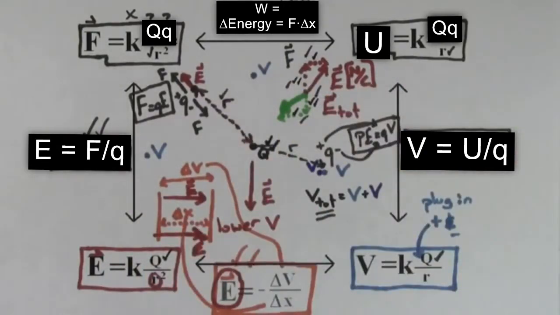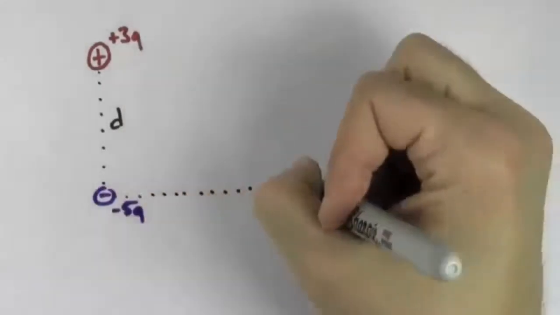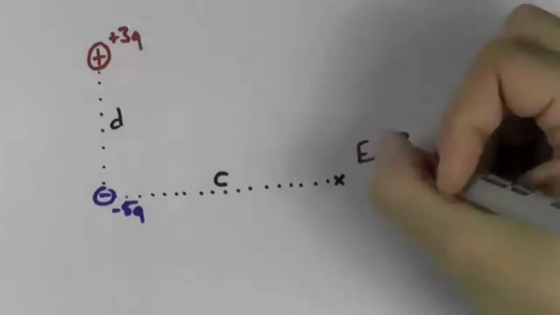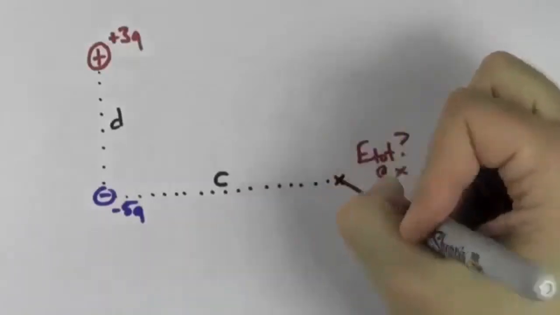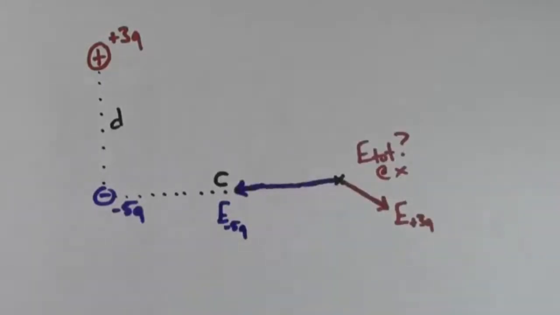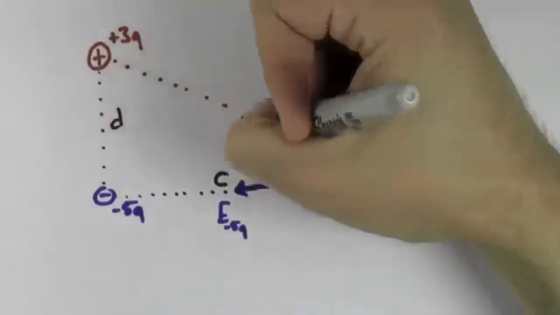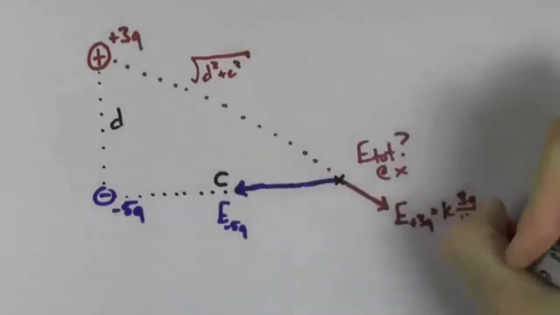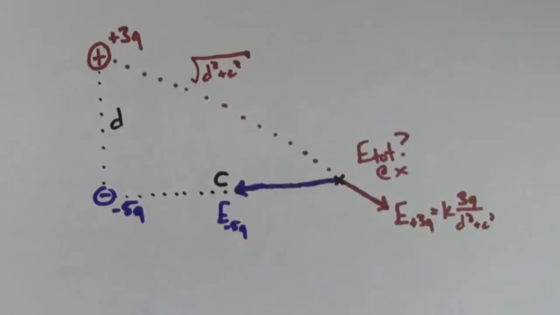If you have a charge of positive 3q, a distance d above a charge of negative 5q, and you want to determine the total electric field at a distance c to the right of them, you first draw the contributions to the electric field that each makes at that point. Then use kq over r squared to find the electric field that each charge makes at that point. For the positive 3q, you're going to have to determine the distance from the positive 3q to that point in space by using the Pythagorean theorem. Find the contribution by the negative 5q also by using kq over r squared.